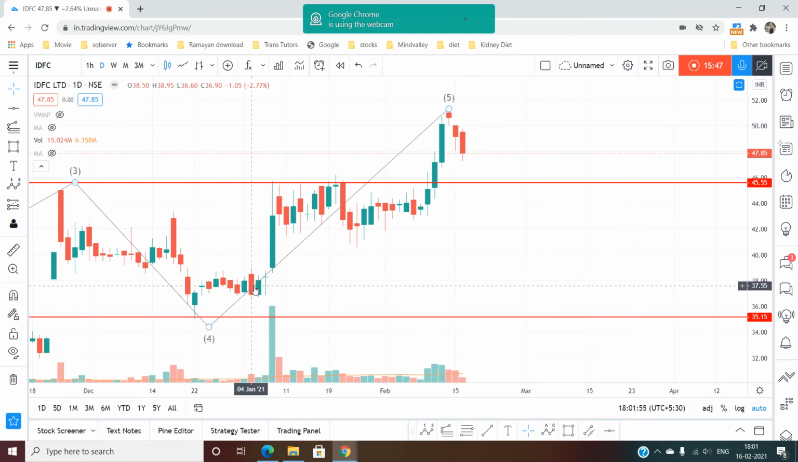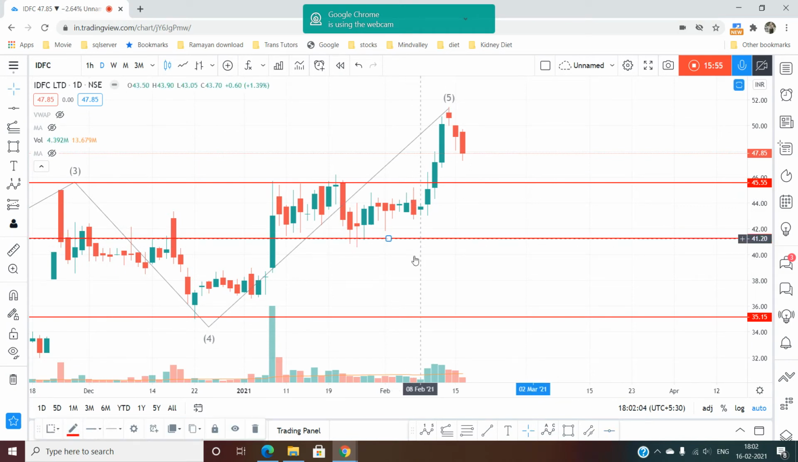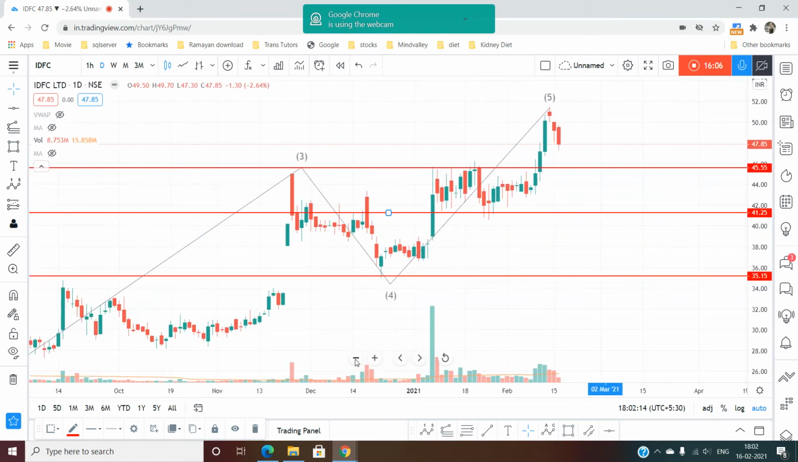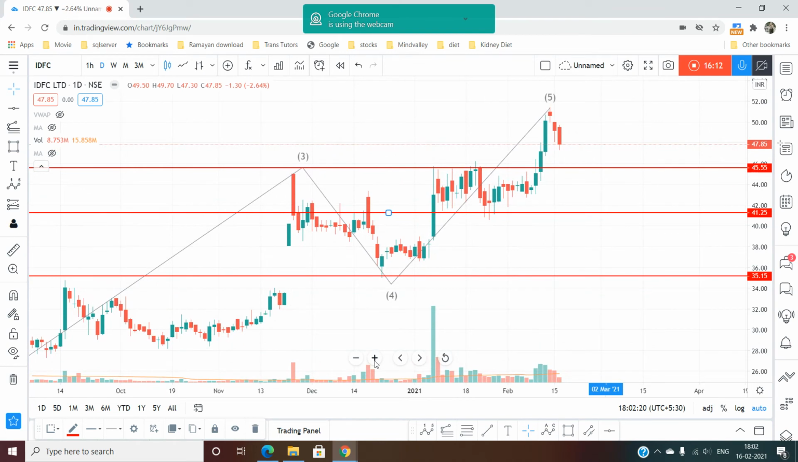So this is one, two, three, four, and this is the fifth wave. So again, another level that we need to check is 41.25. Okay, and this is the last critical level, 35.15. Now, if this level breaks, then we'll say this whole uptrend is in problem. Okay, it is in problem right now.